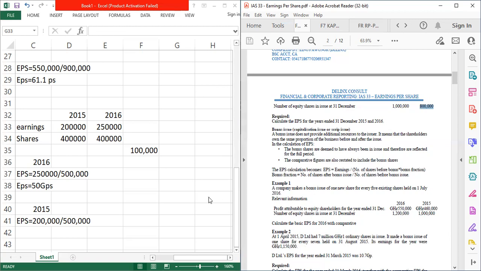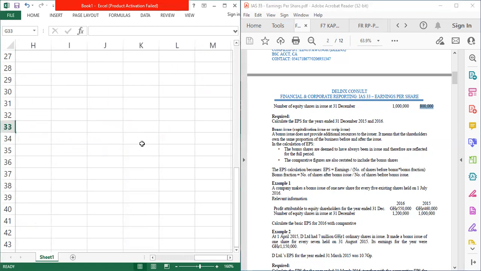So the bonus issue, what is the proportion that they made? One new share for every 5 existing shares. Okay. When did they make it? 1st July 2016. Okay. So it will be made on which of the shares? Is it 2016 shares or 2015 shares? It will be made on 2016 shares. The bonus issue was made in 2016.